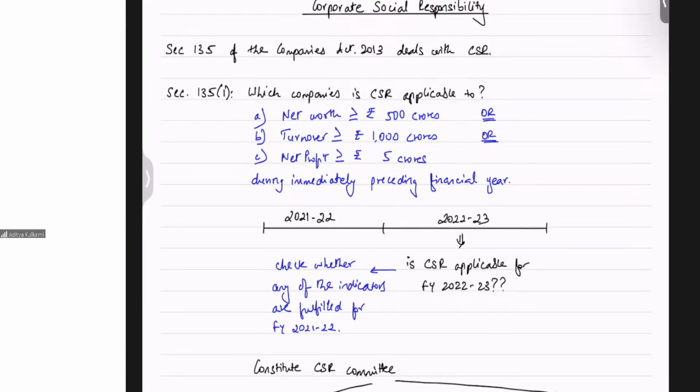The original rules were the CSR Rules 2014. Then we came across CSR Rules 2021, followed by CSR Amendment Rules 2022. In between, the provisions of the Act were also amended somewhere in 2019. So those amendments also we will be going through.